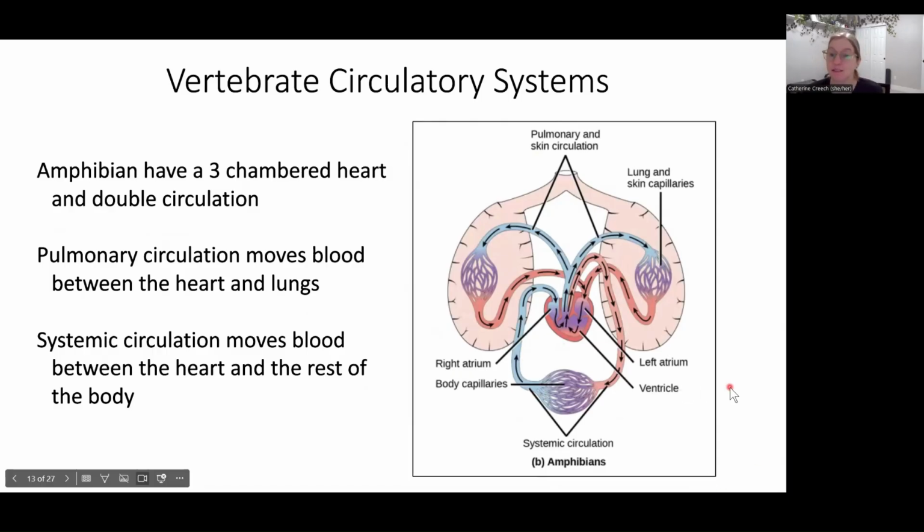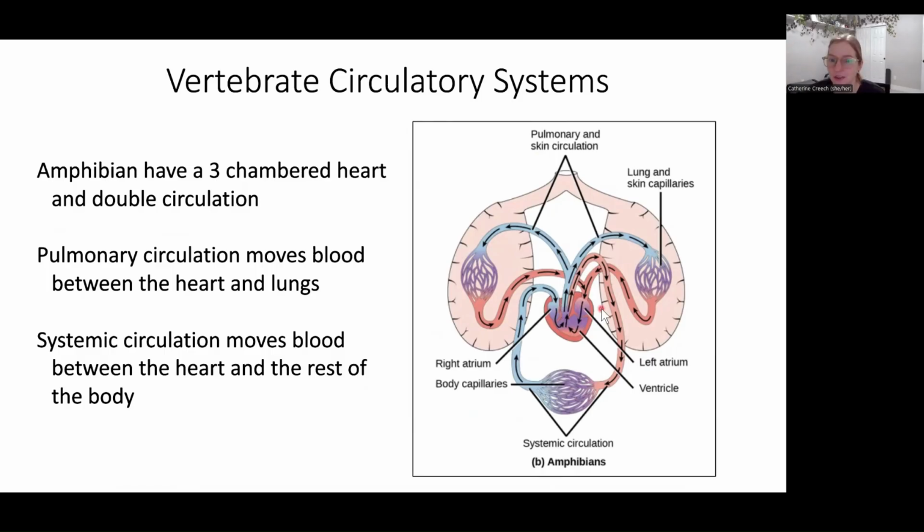This is going to be an amphibian circulatory system. They have a 3-chambered heart, and they have double circulation. By double circulation, meaning they have a pulmonary circuit and they have a systemic circuit. So let's check out the heart.